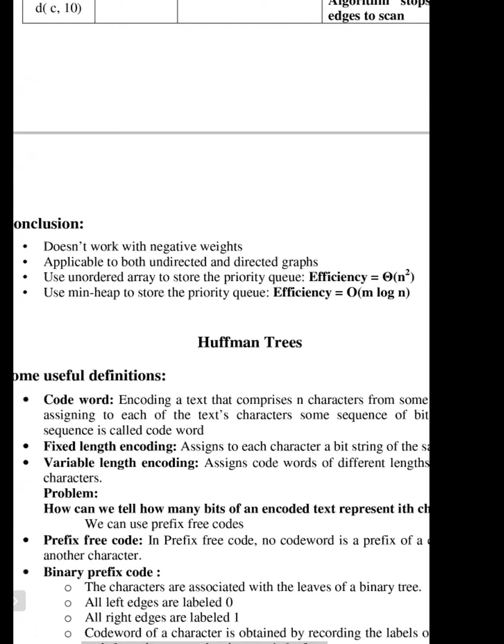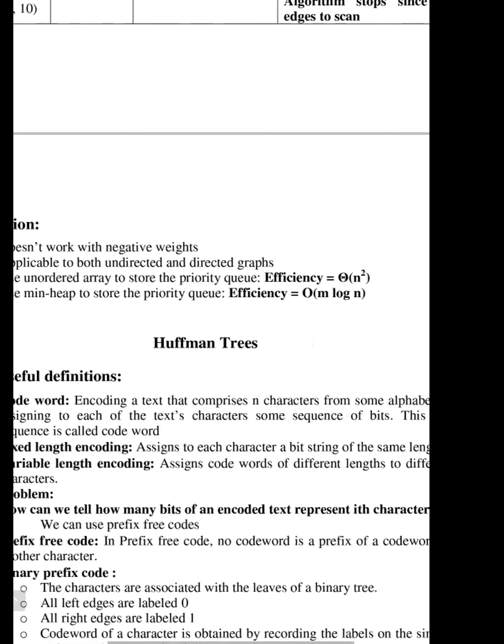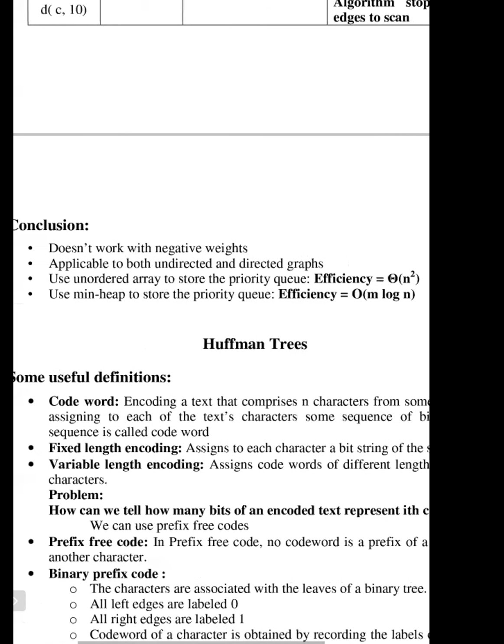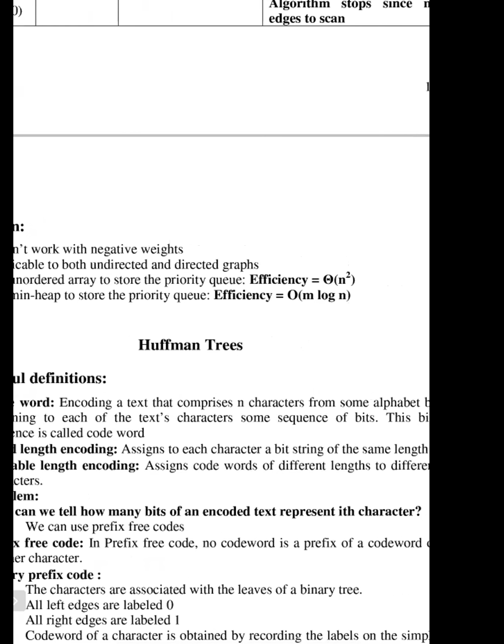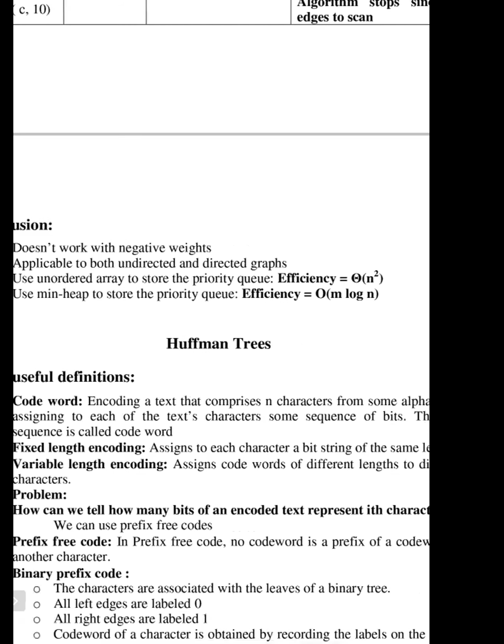If we use an unordered array to store the priority queue, the efficiency becomes order of n square. And if we use a min-heap to store the priority queue, then efficiency becomes order of m log n, where m is the number of edges and n is the number of vertices. So this is the time complexity using different approaches. Both use a priority queue, but using an unordered array or a min-heap, the time complexity is different.